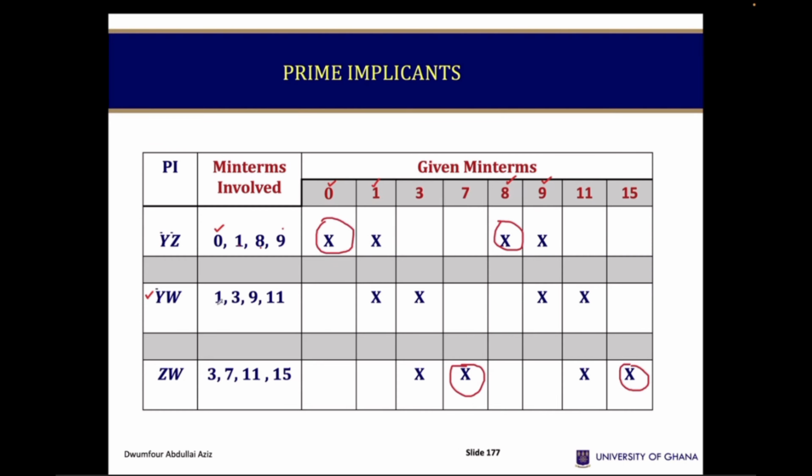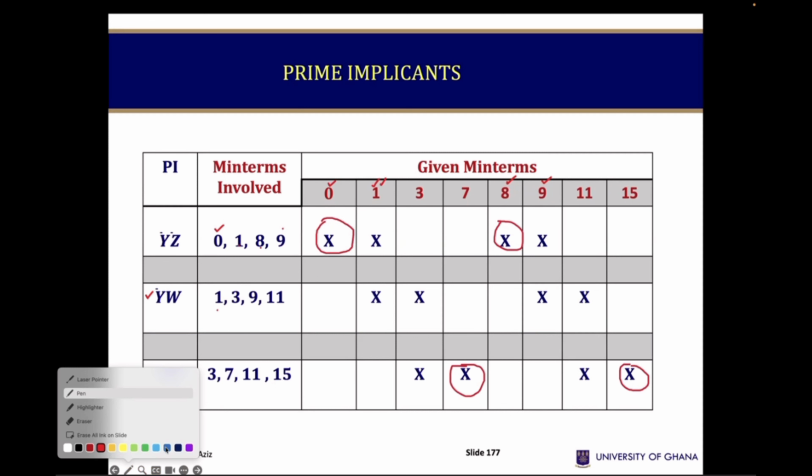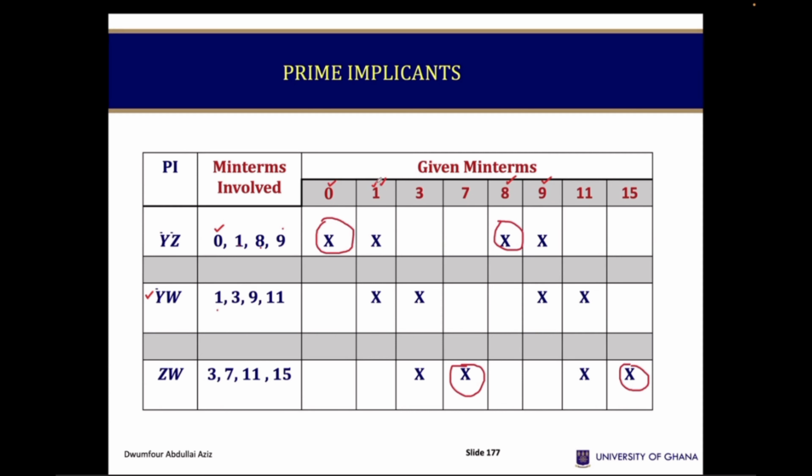This one also matches 1. Again, let me use a different color. This one also matches this one, and 3. It takes 3. 9 takes 9 again. So that's what we have here. We put a star. Then 11 matches here. We put a star. So it means that this one also matches the given min terms 1, 3, 9, and 11.